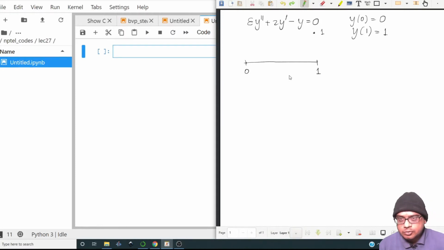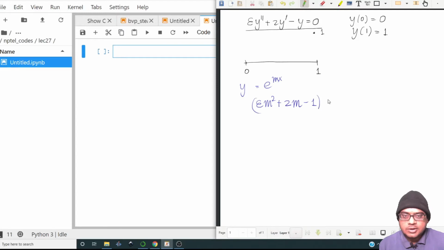So before going into the approximate solution, it is worthwhile looking into the analytical solution for this. And obviously the analytical solution does exist. So let y be of the form e to the power mx. So what do we have over here? We have epsilon m square plus 2m minus 1, this whole thing times e to the power mx equal to 0. And you will obtain this once you substitute this equation over here.